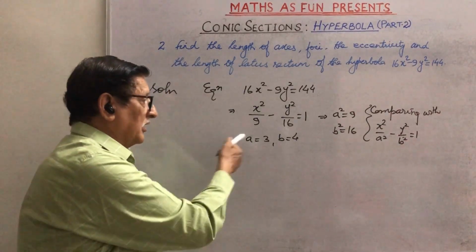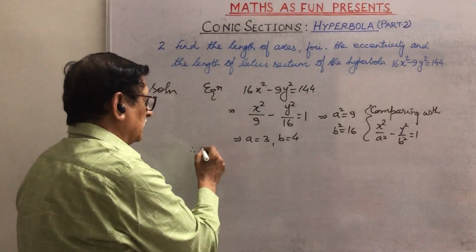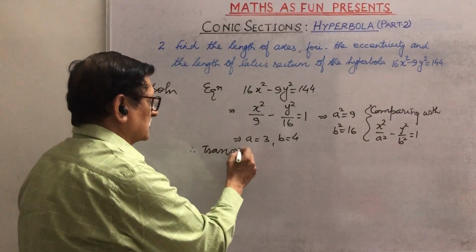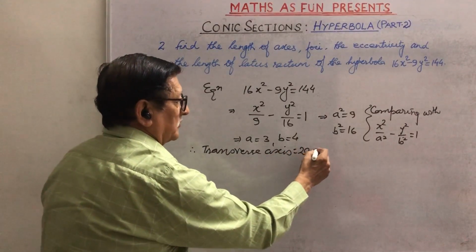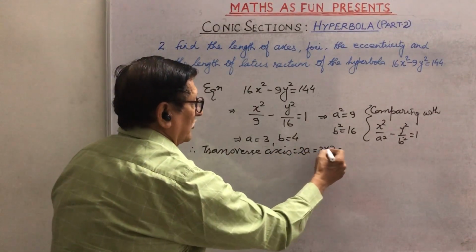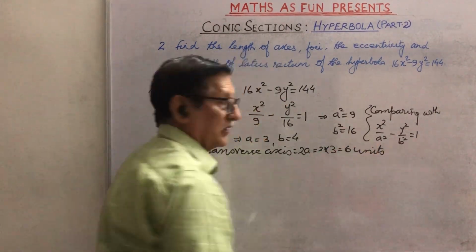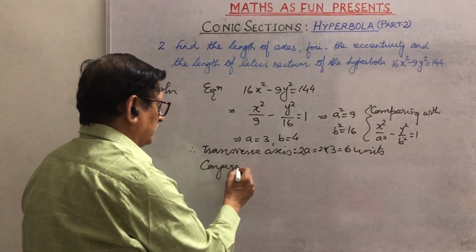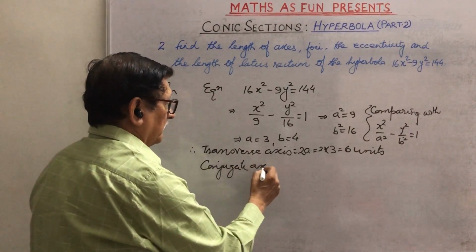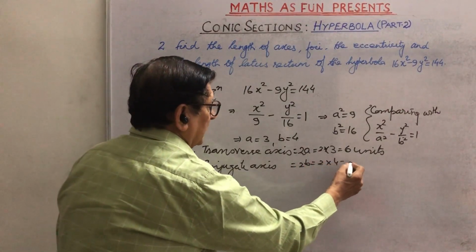Now what are the lengths of the axis? So we can say therefore the length of transverse axis, that is equal to 2a. It means that is 2 into 3, or we can say 6 units. Similarly, the conjugate axis, that is equal to 2b. It means 2 into 4, that is 8 units.